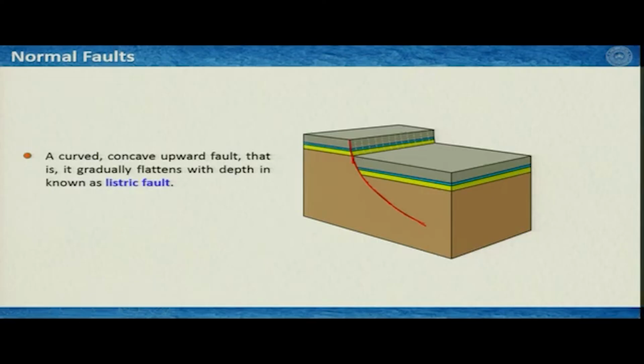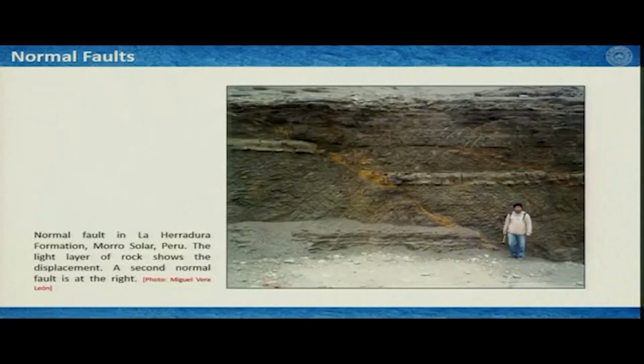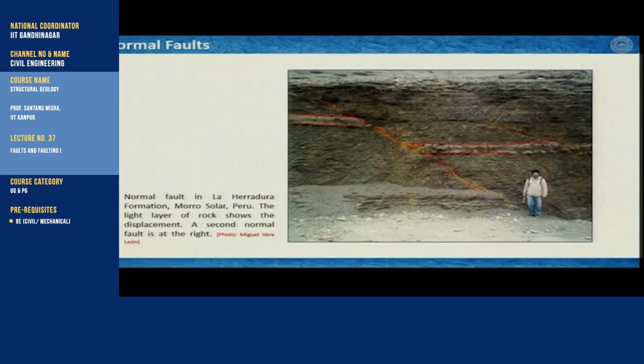So, here is an example, a field photograph of a normal fault from Peru, and you can see here these are the traces of the horizontal bedding planes, and they are separated by this fault line. So, we are seeing this in a vertical section. Okay. So, where the bedding planes were horizontal, they got separated this way.